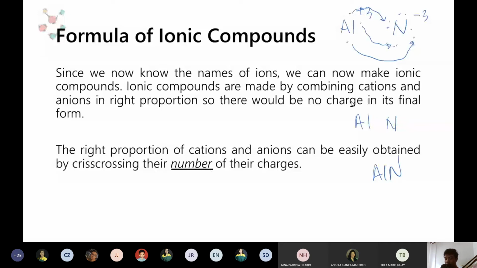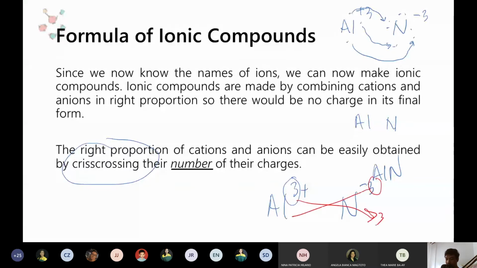You can do that by just crisscrossing their charges. Paano yon? Kunwari, si aluminum, 3 plus yan. Si nitrogen, negative 3. Yung 3 ni aluminum, ilalagay mo siya sa baba ni nitrogen. Yan yung crisscross. Yung 3 ni nitrogen, lalagay mo sa baba ni aluminum. So, Al3N3 yan, di ba? Pag divisible, reducible, pwede mo yan gawing AlN na lang. Anyway, pupuntahan naman natin yung mga rules na yan.